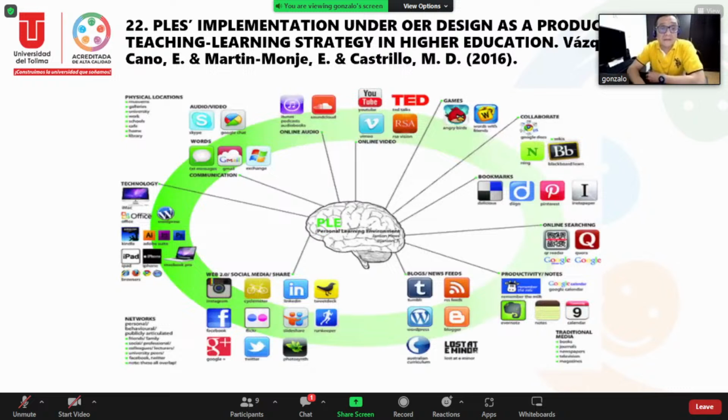I also like this one that has to do with PLE. PLE stands for personal learning environments, the implementation of personal learning environments. So every student has their own website where they link to different resources that they may find on the web, right? So the student is connected with the web through a personal learning environment that may be, for example, a blog from Blogger.